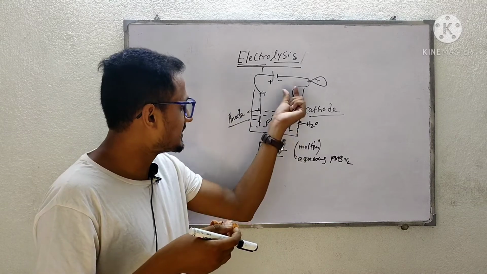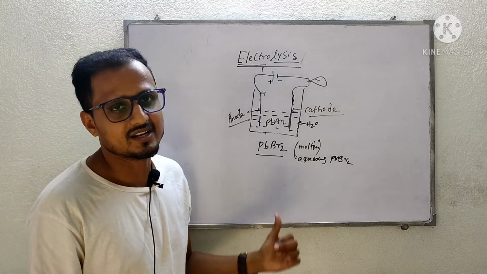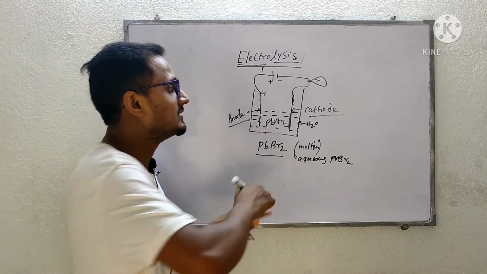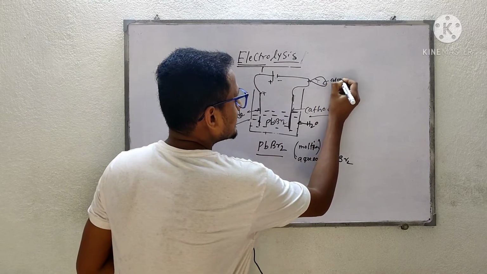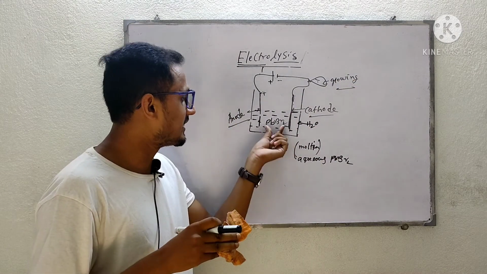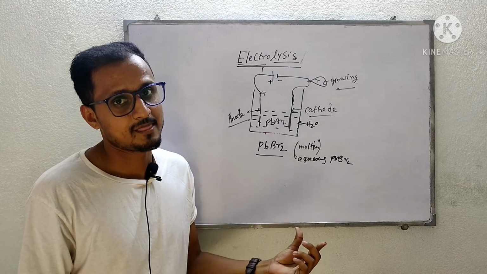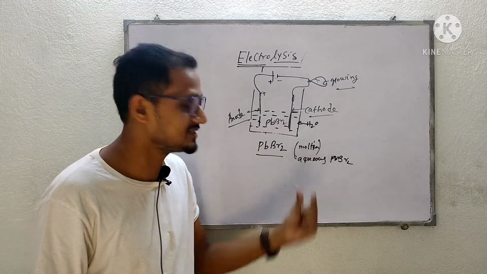Now, after that you place two electrodes, cathode and anode, and you pass the electric current. In this case, you will see this bulb is glowing. That means lead bromide can conduct electricity in its aqueous state and molten state.